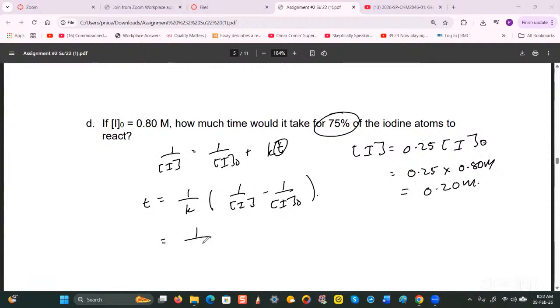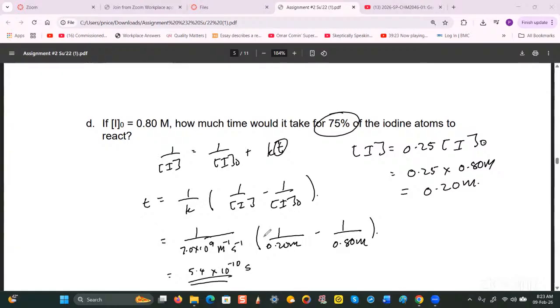1 over k. What was k again? k is 7.0 times 10 to the 9 M to the minus 1 s to the minus 1, times 1 over the concentration of I, which is 0.20 M, minus 1 over the initial concentration of I, which is 0.80 M. And we need to do the number crunching. According to my calculation, I got 5.4 times 10 to the minus 10 seconds. And that's how that is done.